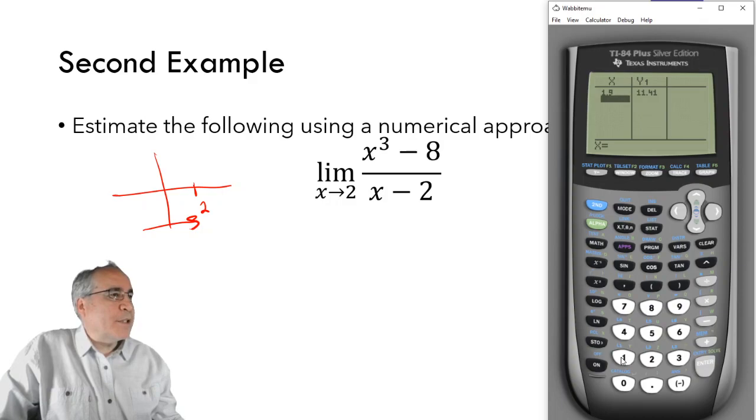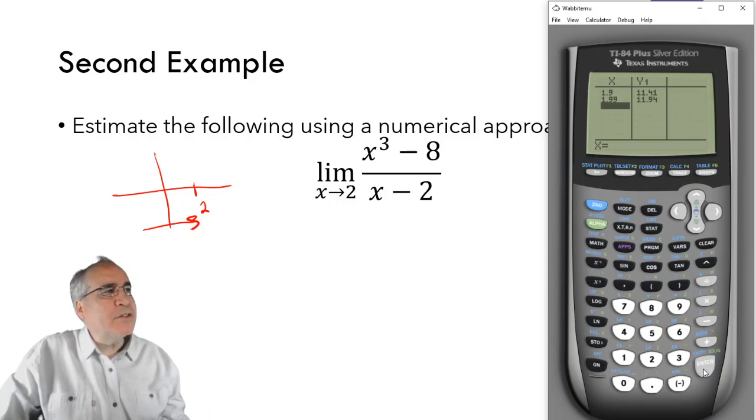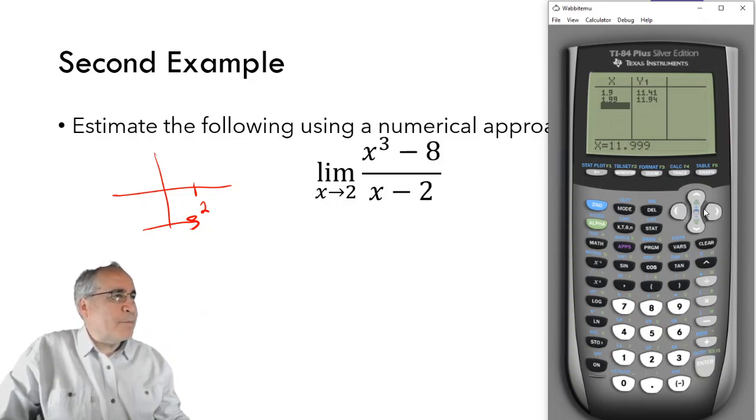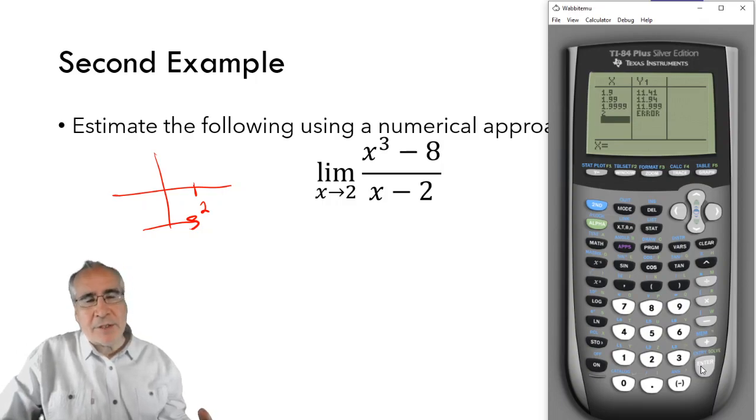11.4. Let's get a little bit closer. How about 1.99? 11.94. We're getting, looks like maybe 12 might be it. Let's see. How about 1.999? You see how I kind of jumped there. 1.999. A lot of nines. Yeah, 11.9. It looks like it's getting close to 12. But when I plug in 2 itself, I get an error because it doesn't exist.